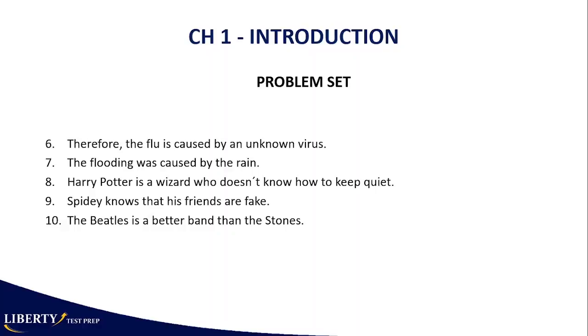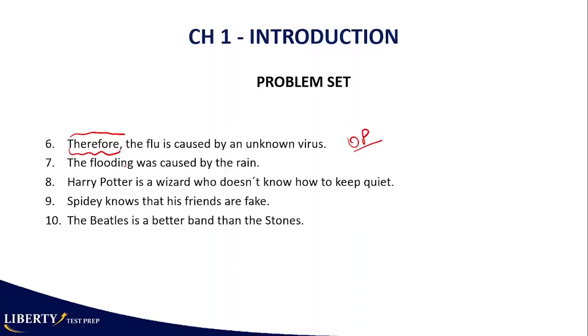Number 6. Therefore, the flu is caused by an unknown virus. What is that? It looks like an opinion. Why? Because it has a keyword, therefore. Basically, they're saying, based on other evidence, I can interpret this thing. We can conclude that this thing happens. But something that's being supported is not necessarily real. Okay? So number 6 is an opinion.